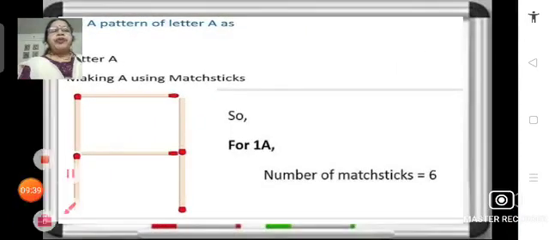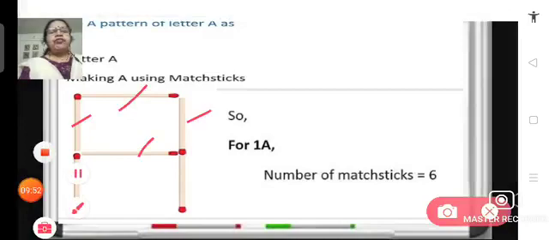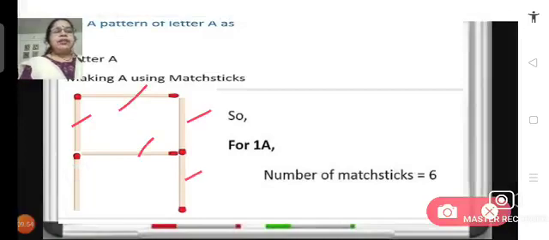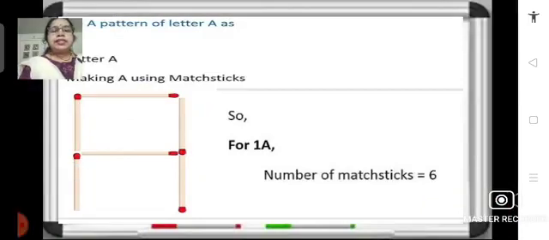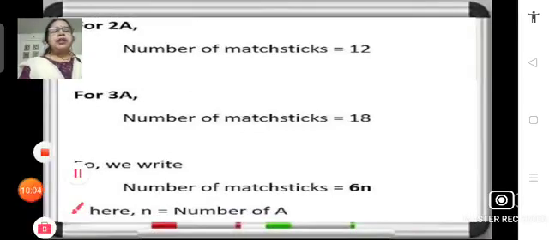And now the pattern of letter A. Let's see how many matchsticks are required for pattern A. It is 1, 2, 3, 4, 5, 6. For 1 A, we need how many matchsticks? 6 matchsticks. So for 2 A's, it will be 2 multiplied by 6, it will be 12. And for 3 A's, it will be 3 multiplied by 6, that means 18.